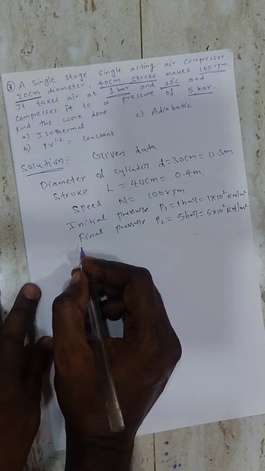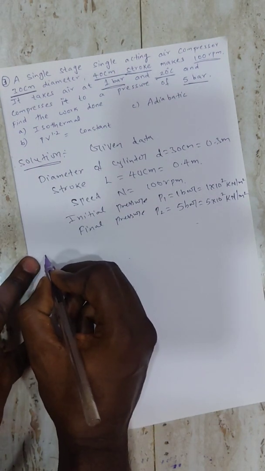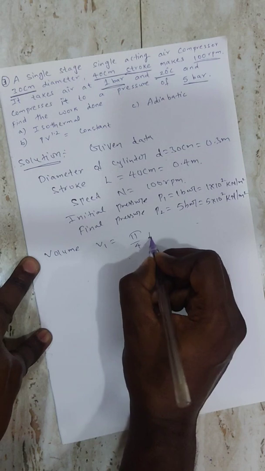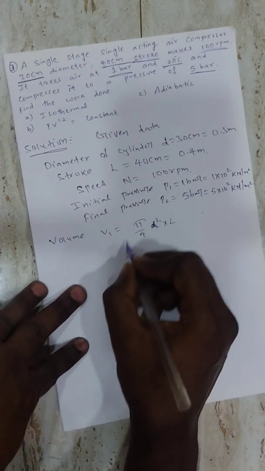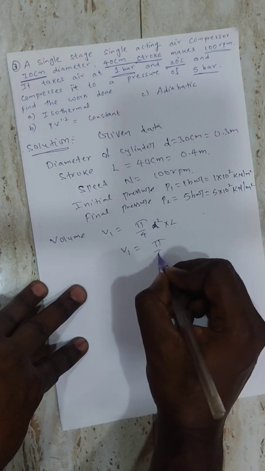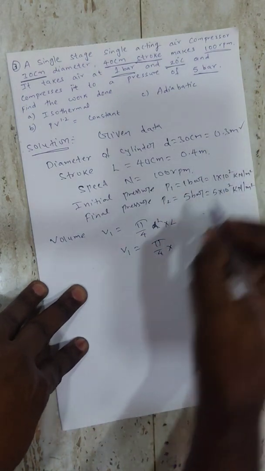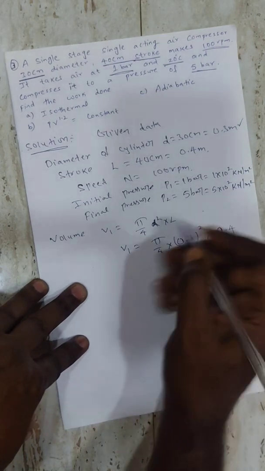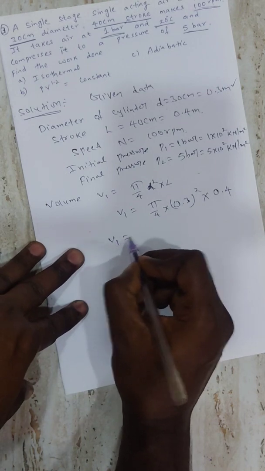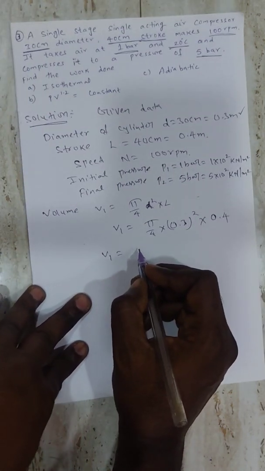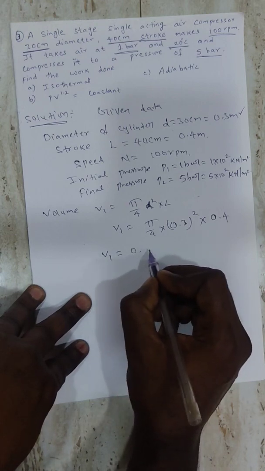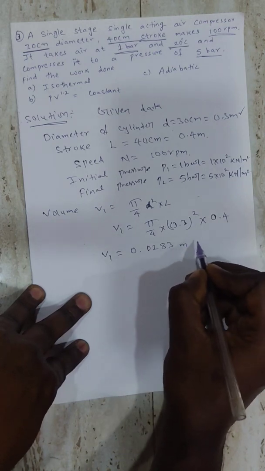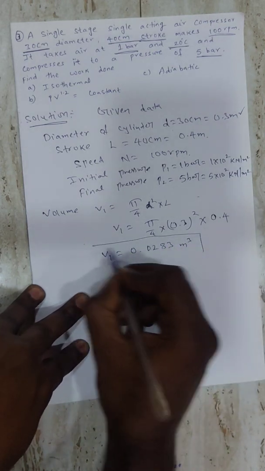First we will find out the volume. V1 is equal to pi by 4 d square into length. Therefore V1 is equal to pi by 4 into, what is the diameter of cylinder? That is 0.3 meter, so 0.3 whole square into, what is the length? That is 0.4. We will get by substituting V1 is equal to 0.0283 meter cube. This is the given volume.